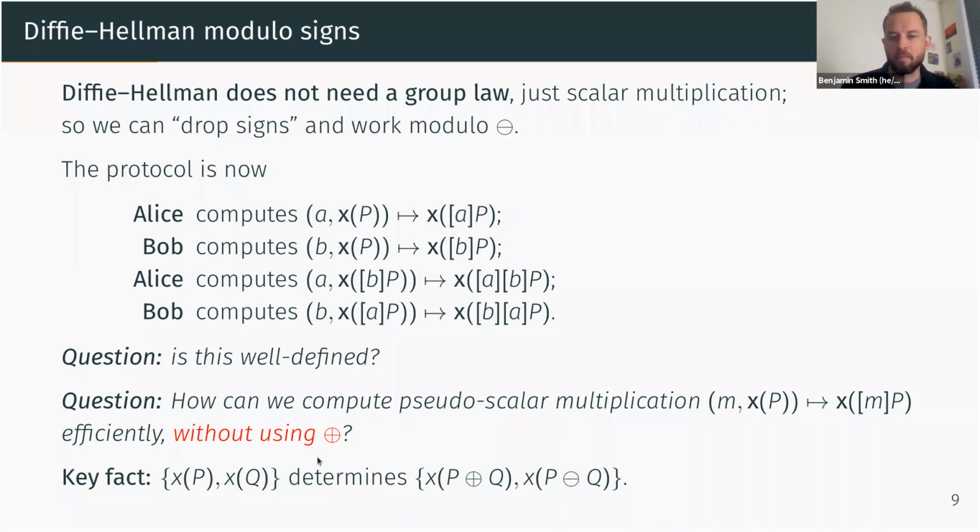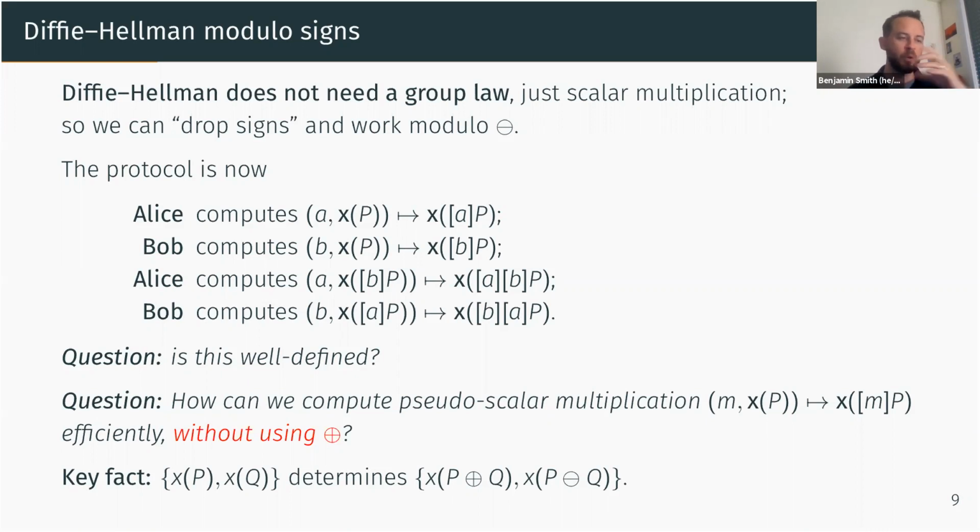Can we do this pseudo scalar multiplication operation without using the group law? Okay, I mean, mathematically it exists. There's no group law involved. Can we somehow make this an effective algorithm? And we can. So x-coordinates don't have a group law on them.